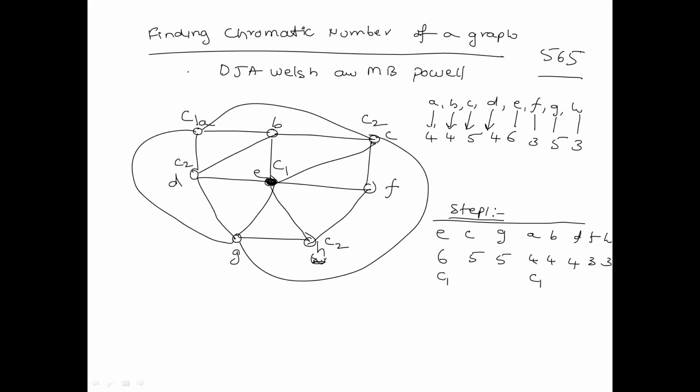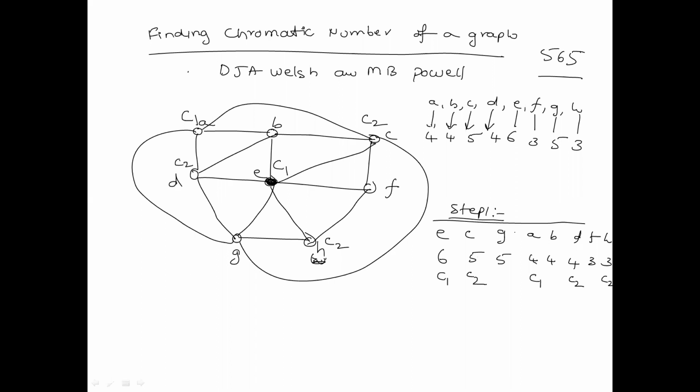Observe carefully. C2 I am giving to vertex C. Since C and D are not adjacent, I can give color 2 to D also. And H is not adjacent to D as well as C, so I can give the same color 2 to H also. So color 2 is given to C, D, and H.